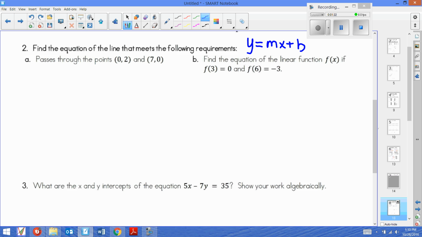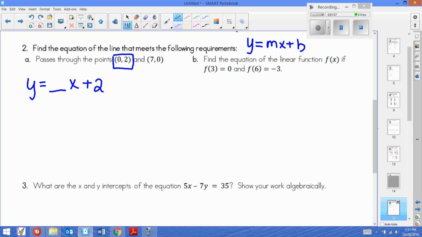So A says it passes through those 2 points. Well, I really like one of those points because it gives me the information that I need. That's my y-intercept. That's the point (0, 2). So right away, I know an equation will always have the y and the x. So y equals m, that's what's missing, times my x, but I have the y-intercept already, so plus 2. Any idea how we're going to find the slope, that m?